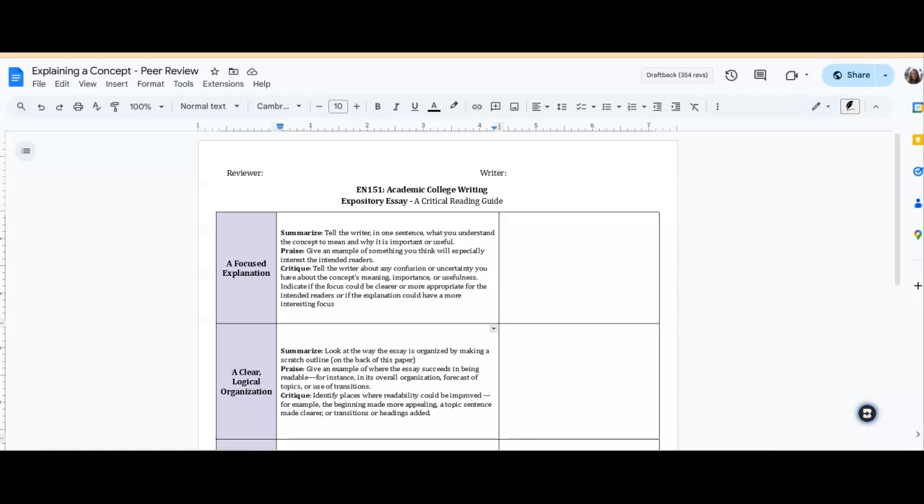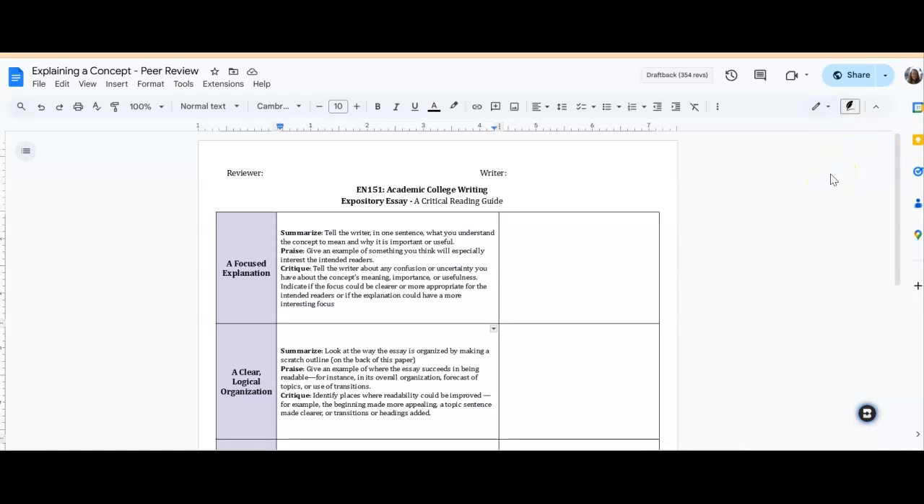All right, let's get into it. We are going to be talking about how to be a good peer critiquer today. So first I want to go over briefly this sheet, and then we will look at a sample essay and kind of how you could give feedback on your peers' papers.